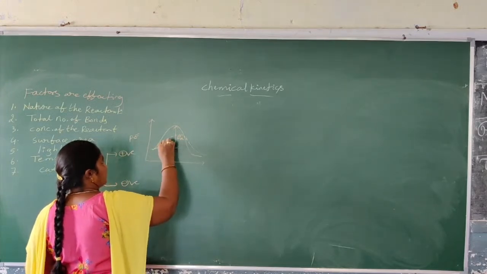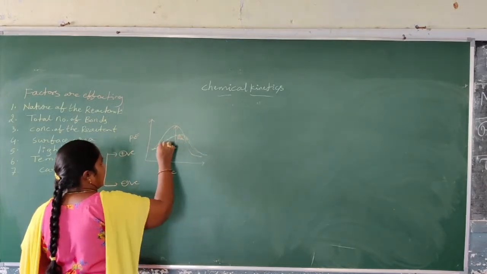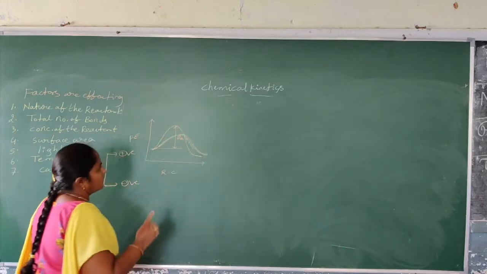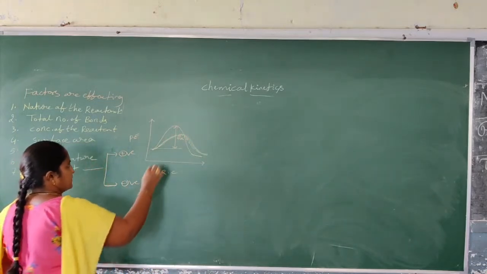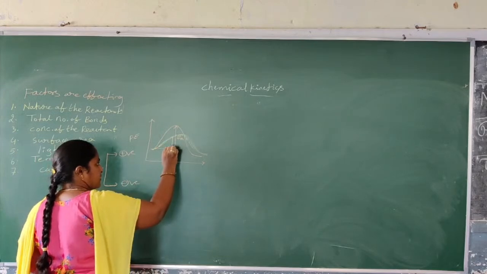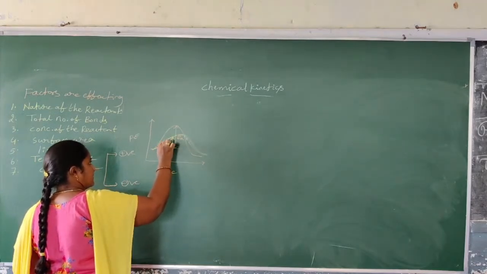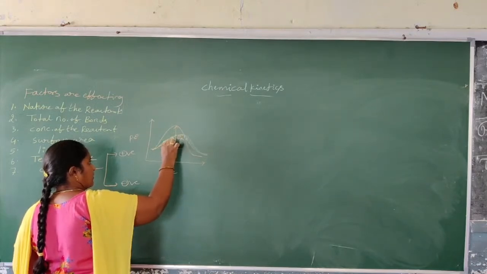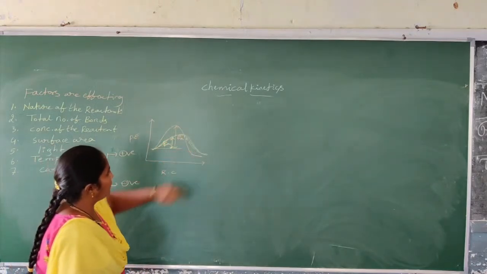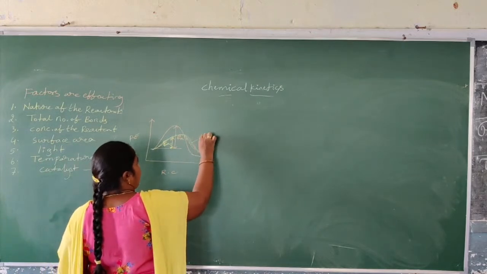The activation energy decreases. The rate of reaction increases. This is the activation energy. So which activation energy is more now? It is EA1. So this is the path of reaction.